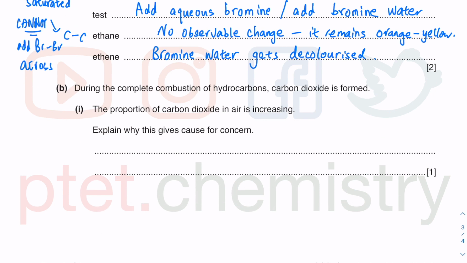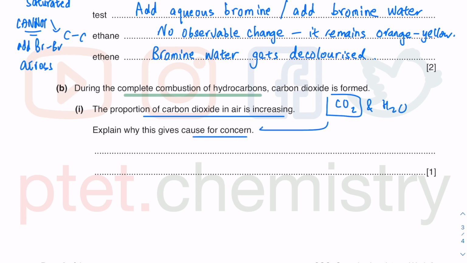Part B, we have the proportion of carbon dioxide that is increasing, and that is due to the complete combustion of hydrocarbons that produce carbon dioxide and also water. The danger with carbon dioxide, why is it dangerous? What is the harmful effect? Carbon dioxide is a greenhouse gas. So what does it do? As a greenhouse gas it can cause global warming. It can cause the whole world to get hotter.